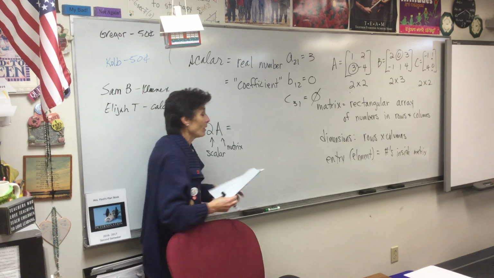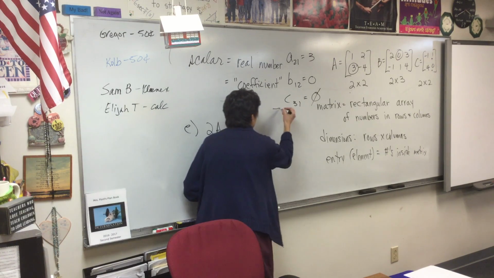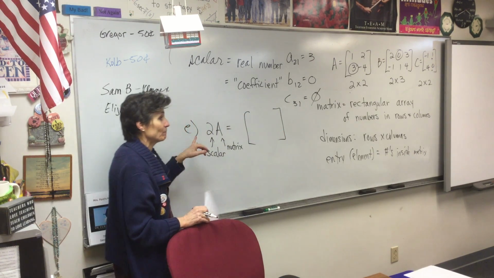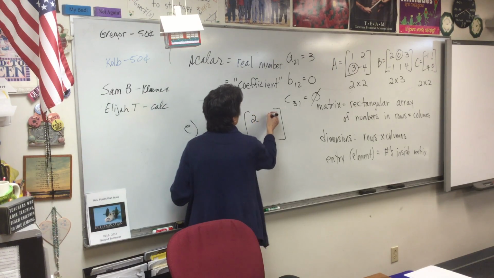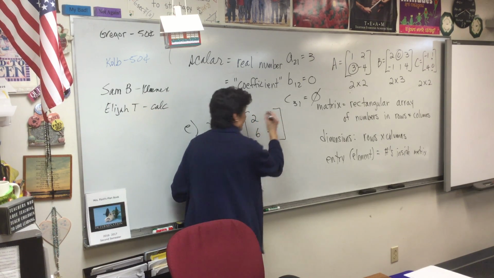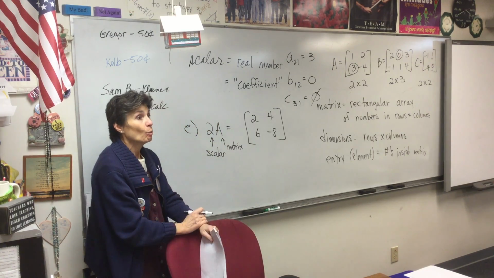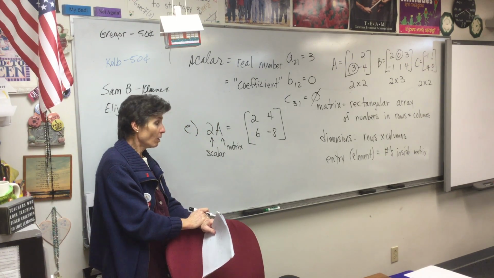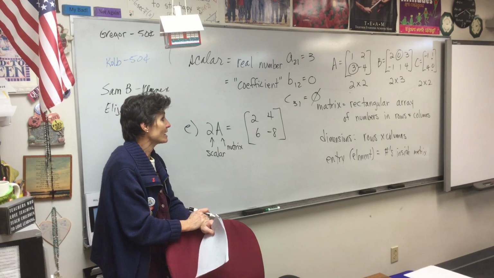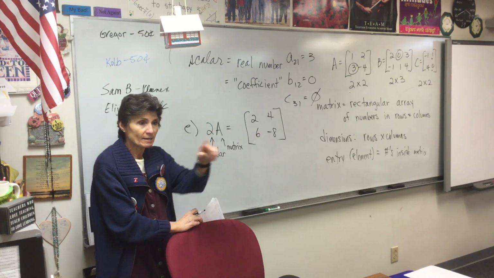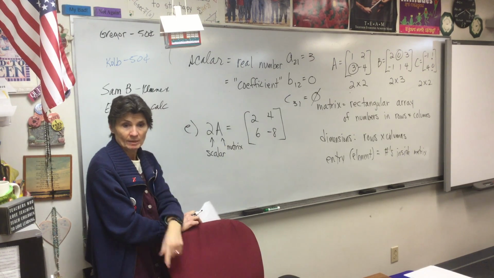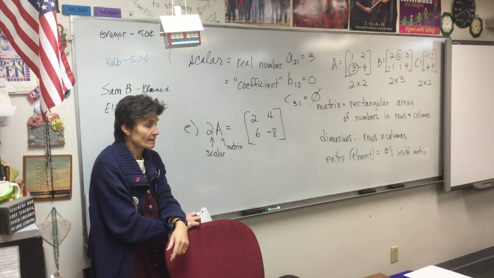So this tells me to take 2, the number 2, times matrix A. Well, that's easy. What do you think that answer would be if we took 2 times matrix A? 2, 4, 6, negative 8. That's exactly right. When you multiply a matrix by a scalar, when you multiply a matrix by a coefficient, you just take that number times everything. And that's it. Easy.